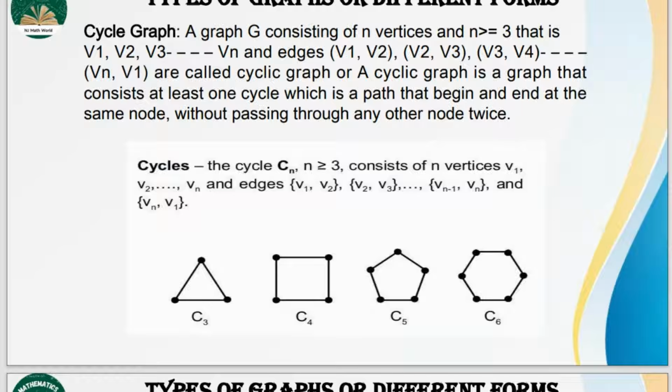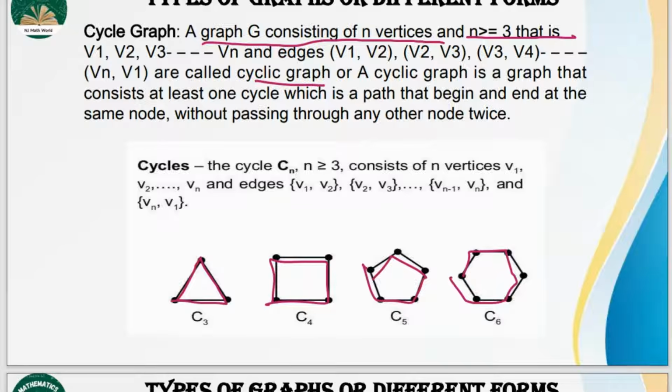Then the next one is the cycle graph. What is meant by a cycle graph? A graph G consists of vertices, where the number of vertices is greater than or equal to 3. That is called a cyclic graph. So it should be greater than or equal to 3, then only it is called a cyclic graph. Here you can take examples for 3 points, 4 points, 5 points, 6 points.